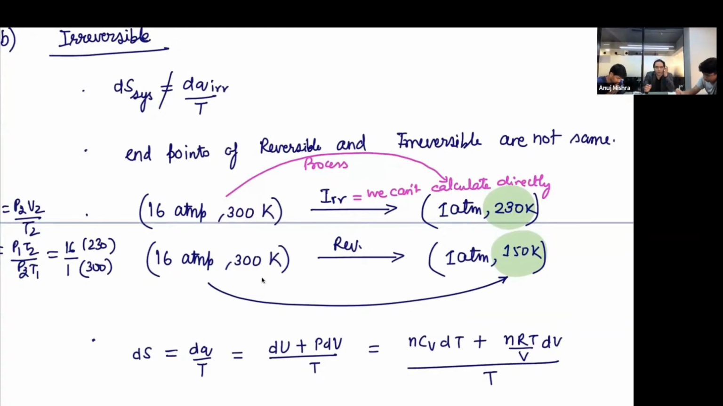So what will be the value coming up? It will become T2 minus T1 and V2 minus V1. nCv dT upon T, and then nRT dV upon V, the T cancels, nR dV upon V. Two integrations, then T2 by T1, and the second term will be nR ln V2 by V1. So the integration becomes nCv ln T2 by T1 plus nR ln V2 by V1.